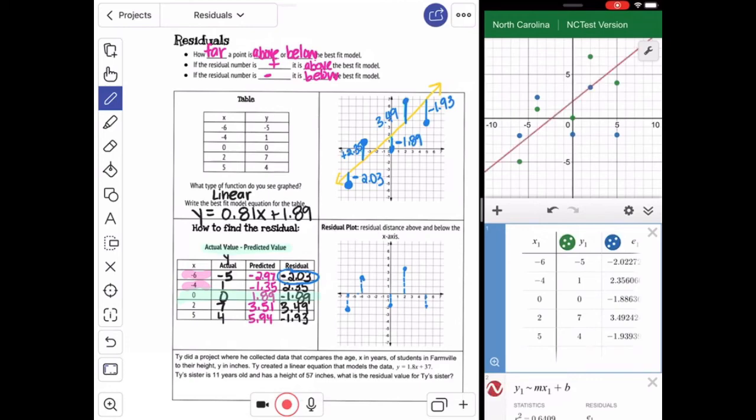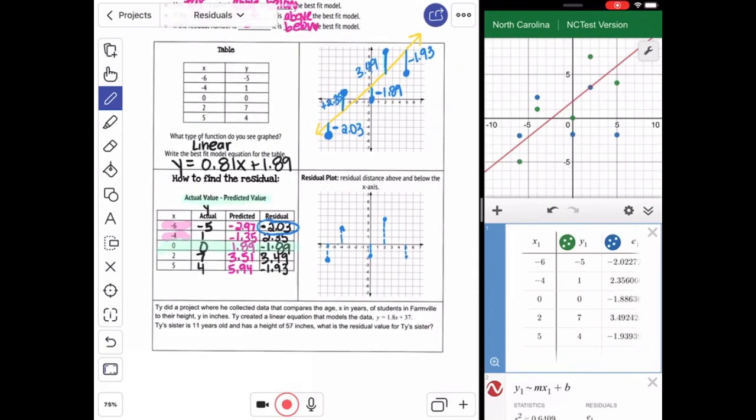Now, let's talk about an actual word problem for this situation. It says, Ty did a project where he collected data that compares the age, x in years, of the students in Farmville to their height, y in inches. Ty created a linear model, so they gave us the best fit. Ty's sister is 11 years old and has a height of 57 inches. What is the residual value? Okay, to find my residual value, I need to do my actual value minus my predicted value.